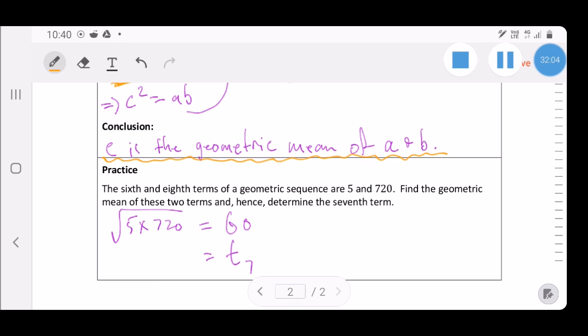So 7 is right in between 6 and 8. So we know that the 7th term is going to be the square root of the product of the 6th and the 8th terms. So the square root of 5 times 720 equals 60. In other words, we've found T7. T7 equals 60.